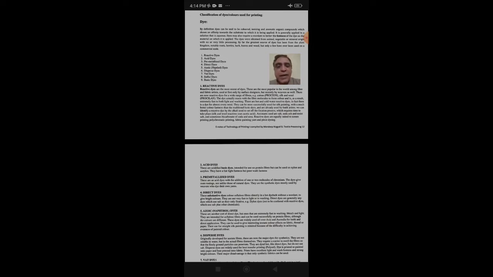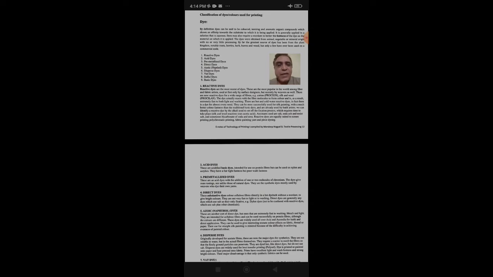Next is the pre-metallized dyes. A pre-metallized dye is a type of acid dye in which a metal atom like chromium is added, by which fastness properties increase. So it is one type of acid dye which has more fastness properties.